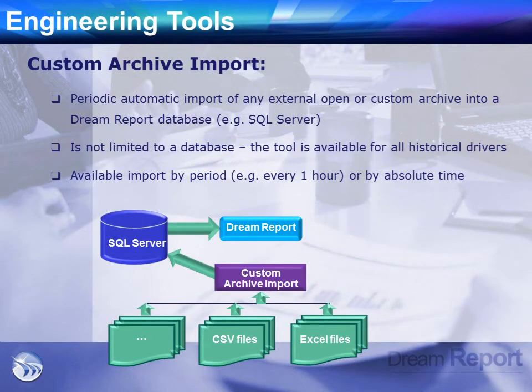Another tool that we would like to talk about is custom archive import. Dream Report has the ability to automatically, periodically import new data from any available external data source to its internal database. This allows users to consolidate data from different heterogeneous data sources into one central database and periodically, automatically import all newly arriving data to keep the central database up to date. For example, a user can periodically import new data from Excel files, CSV files, BACnet RED objects, proprietary archives, etc.